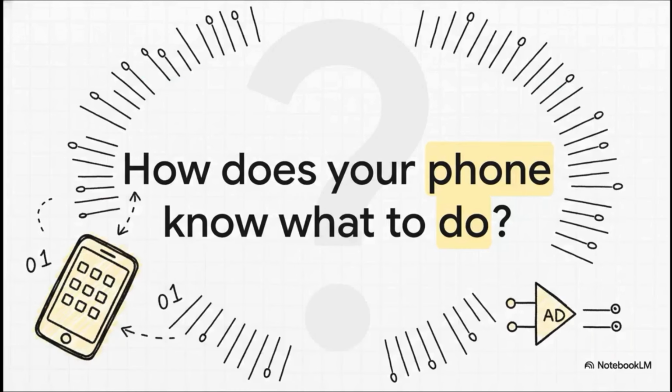No, seriously, think about it for a second. When you tap on an app, how does your phone know what to do? It feels like magic, but it's not. The answer is this really beautiful logical process that all starts with the smallest possible piece of information. So yeah, let's start right there, at the very beginning.